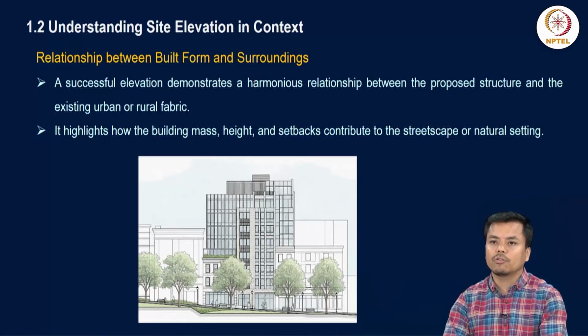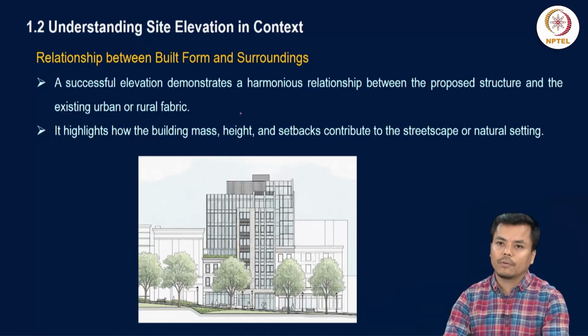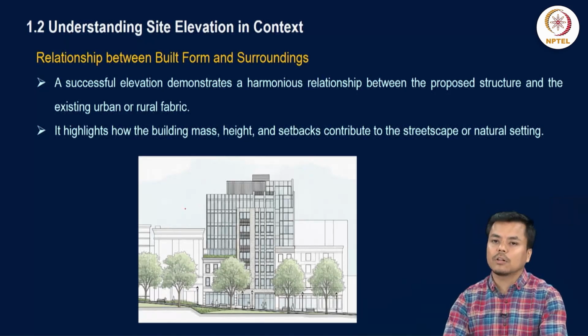Next, the relationship between built form and surroundings. A successful site elevation demonstrates a harmonious relationship between the proposed structure and the existing urban or natural fabric. So this is also understood. Along with it, it highlights how the building mass, height and setbacks contribute to the streetscape or the natural setting of that particular site.